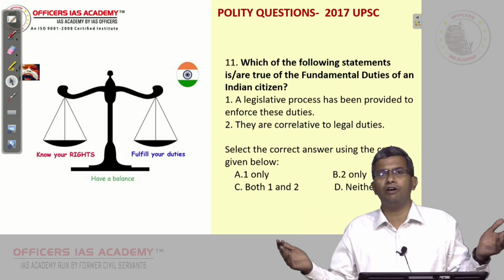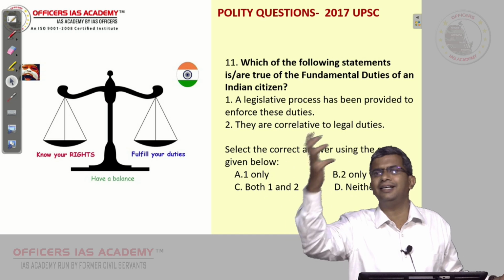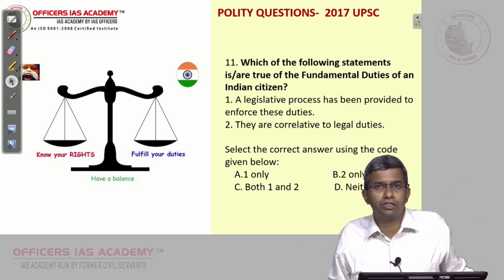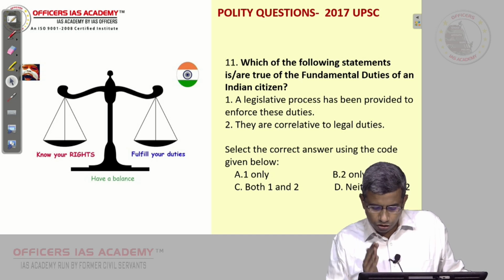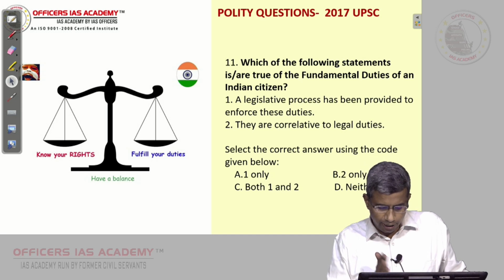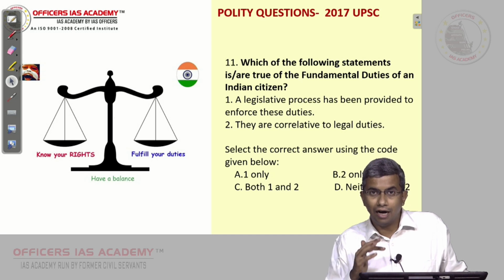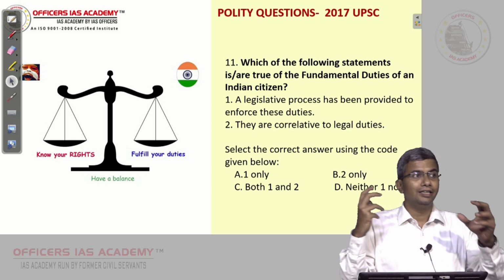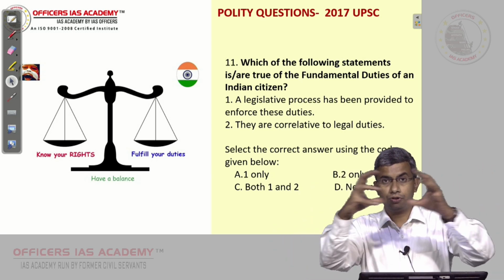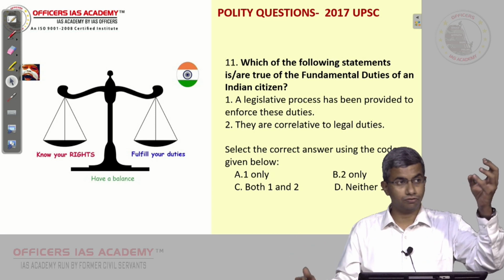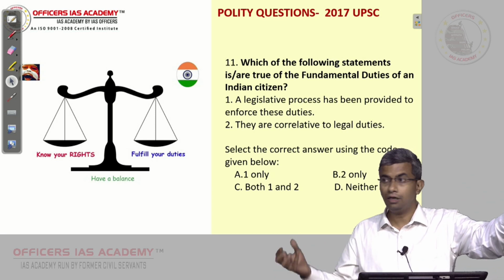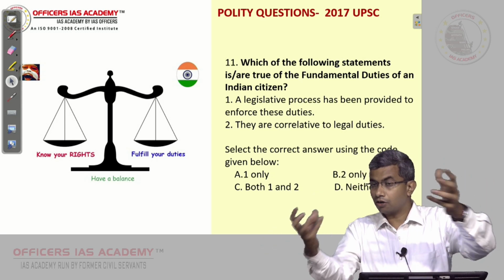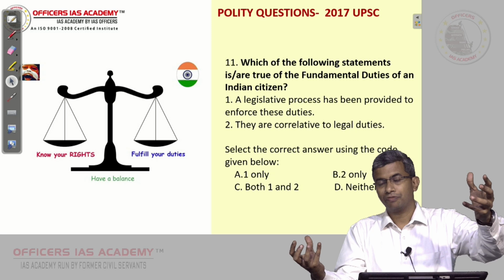A legislative process has been provided to enforce these duties. No, fundamental duties are ideals which the citizen should follow. So there is no law, there is no legislative process to enforce them. So the first statement is wrong. So option A and option C are out. Now look at the second statement. They are correlative to legal duties. See, rights are correlative with duties is a correct statement, because fundamental rights you have which is enforceable, fundamental duties you have which is not enforceable against the citizens, but they are correlative, right?